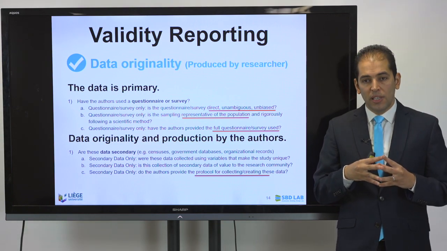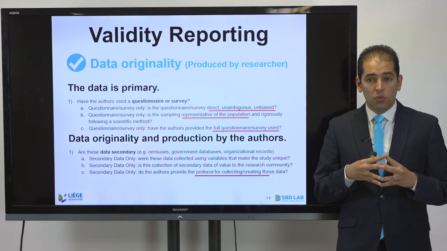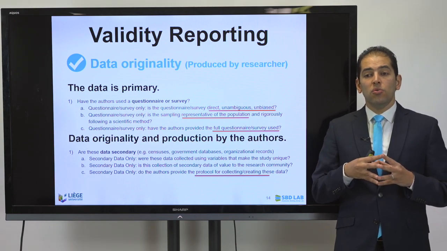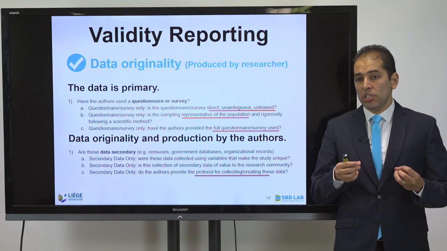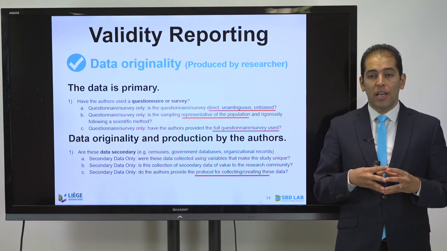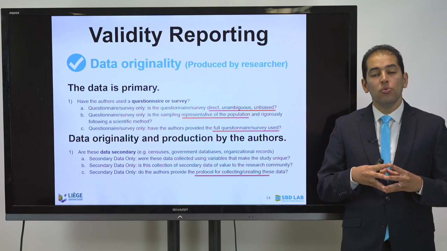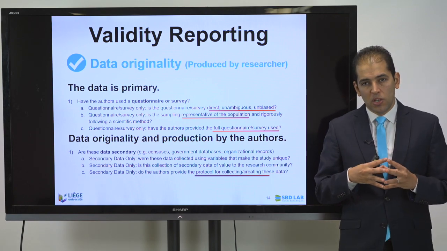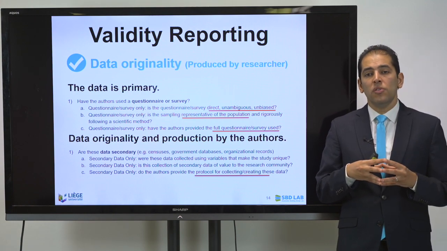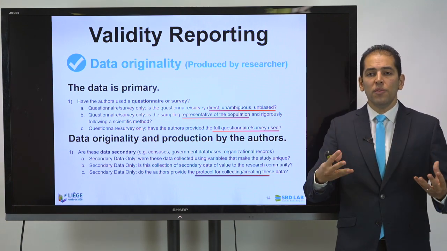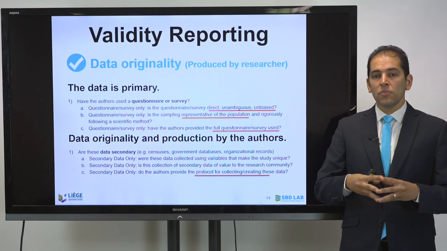So this would be a second step for validation and quality measure to make sure that we have quality data. The third thing that could be done with questionnaires and surveys is to ask ourselves, have the authors provided the full questionnaire used in the study and made it available to the readers? This is a third measure that could be done in order to report on the measures of validating and improving the quality of your research.